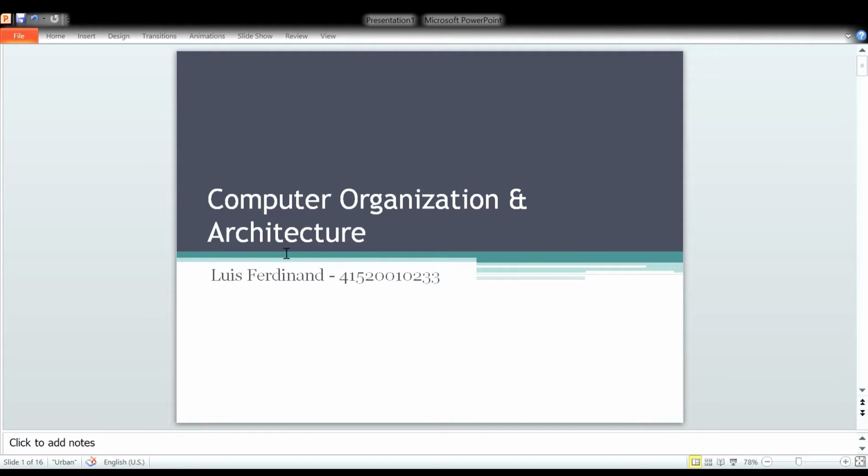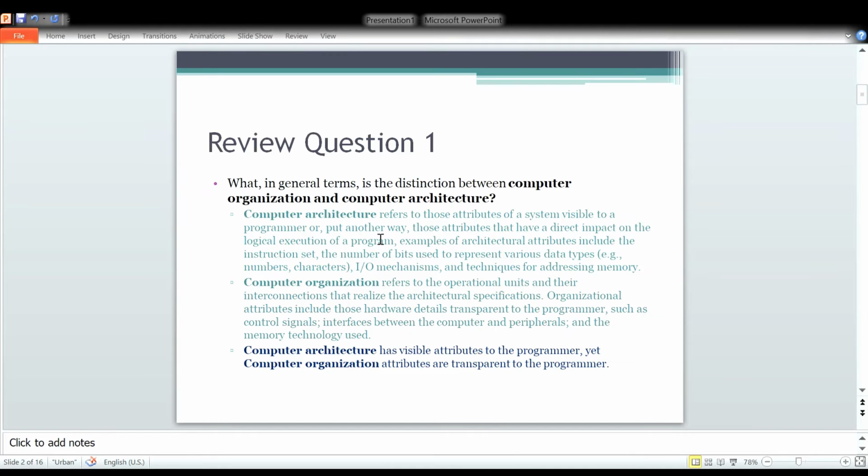Today, I'm going to answer some questions about computer organization and architecture given by my lecturer from the university. The first question is, what in general terms is the distinction between computer organization and computer architecture? First, we're going to define what is computer architecture and computer organization.